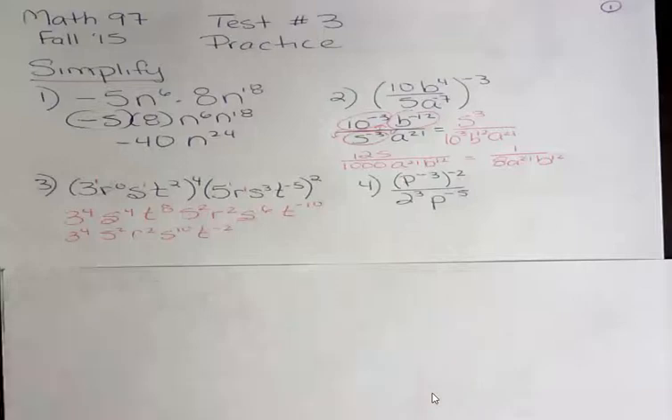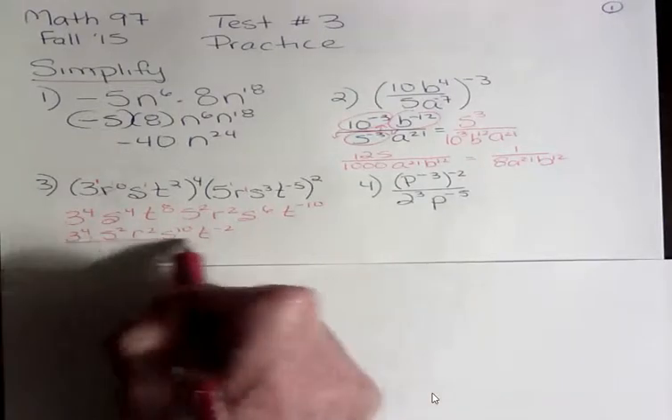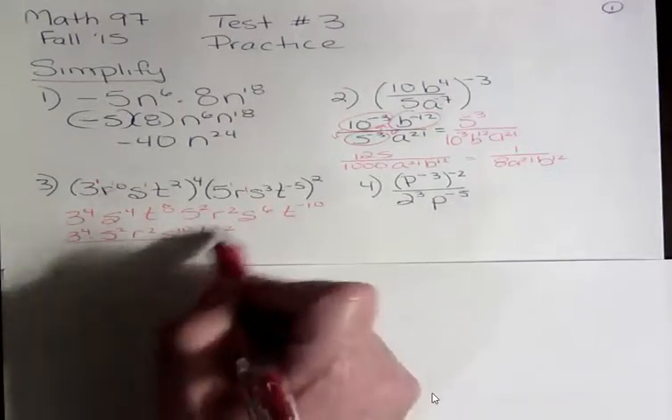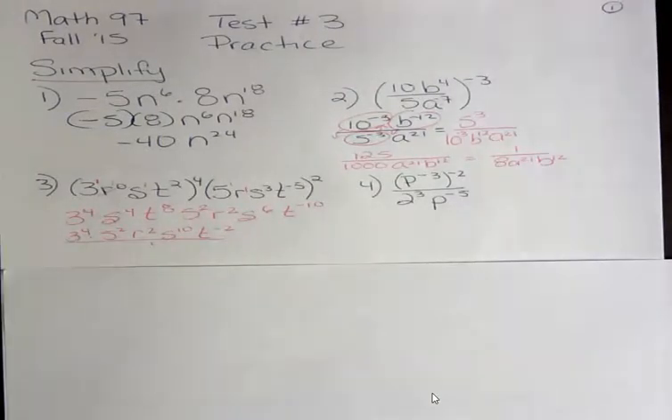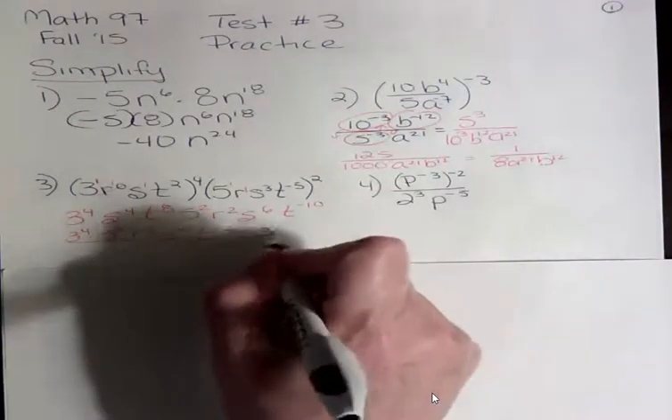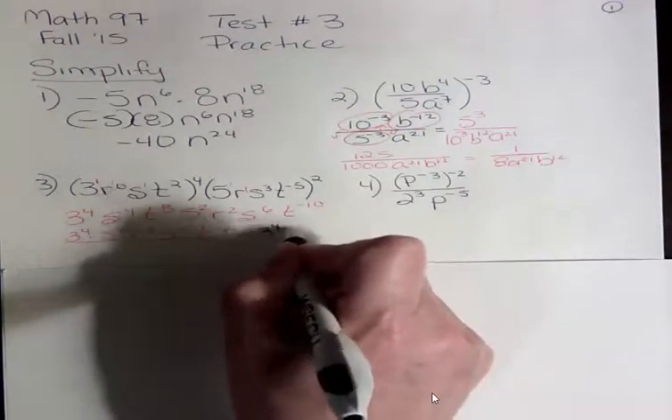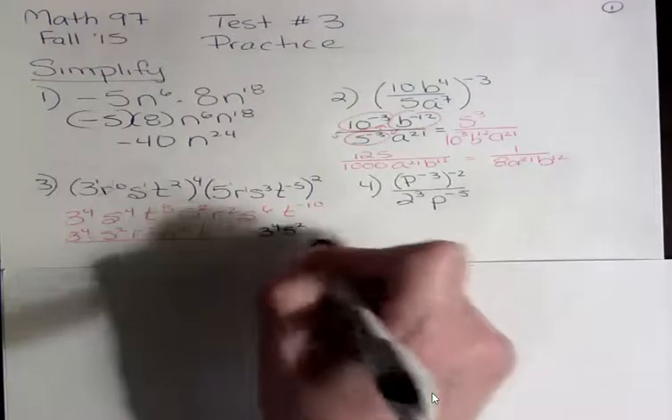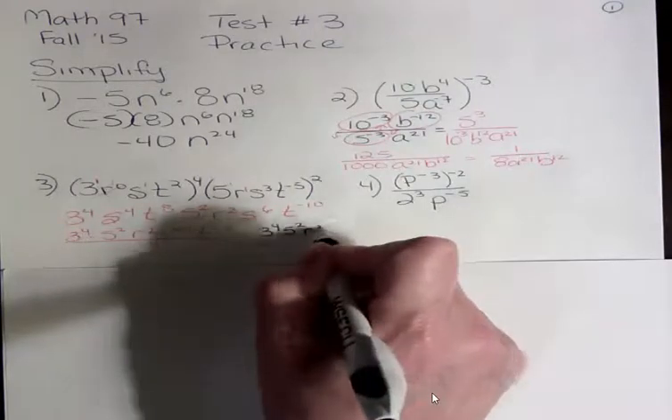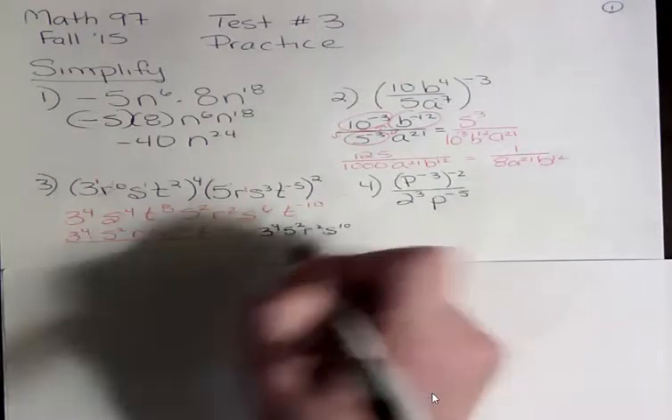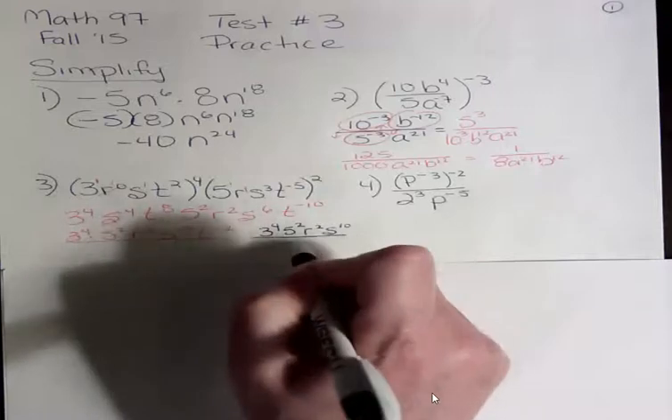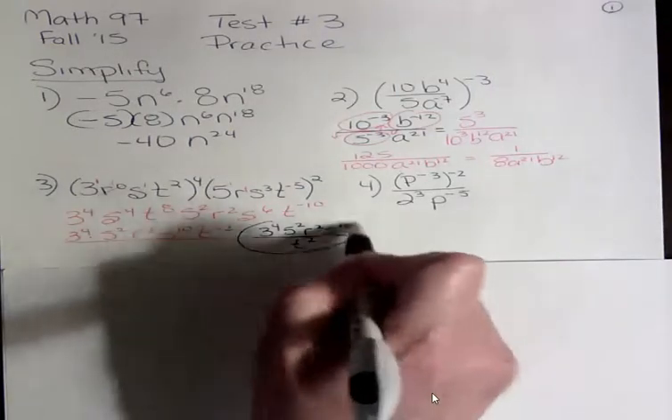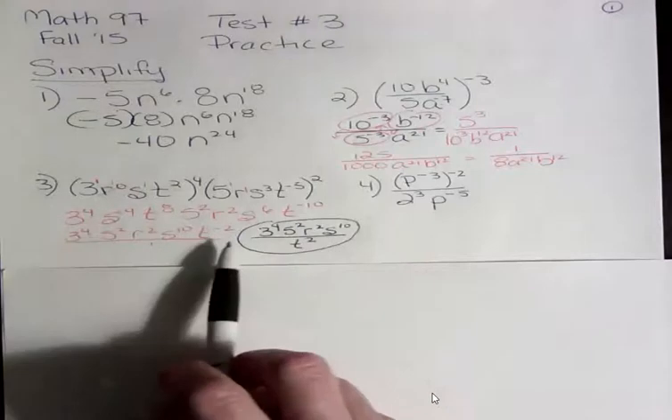Now, of all of these things, the negative 2 power needs to move, right? So my final answer, I'm going to have 3 to the 4th, 5 to the 2nd, r to the 2nd, s to the 10th, the whole thing over t to the 2nd power. That's going to be my final answer. So I can't leave it with a negative exponent in it like that.